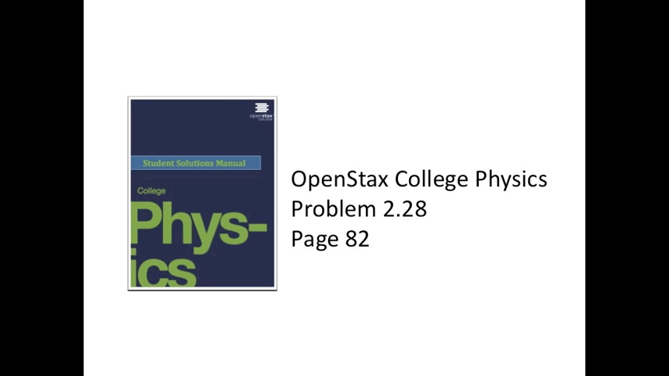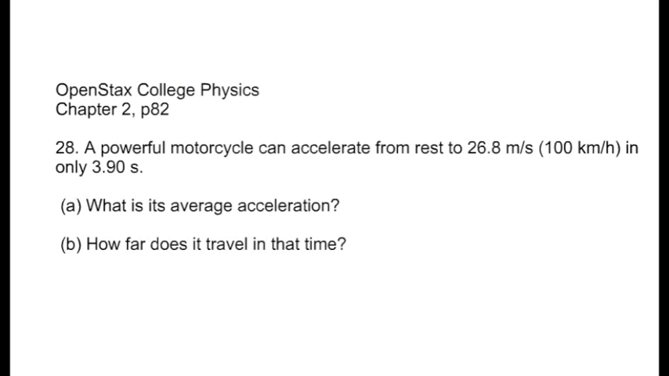For our problem today, I'll be using the OpenStax College Physics textbook, problem 28 in chapter 2, on page 82. The problem says a powerful motorcycle can accelerate from rest to 26.8 meters per second, or 100 kilometers per hour, in only 3.90 seconds. Part A asks, what is the average acceleration, which I'll be answering now, and part B is how far does it travel in that time?